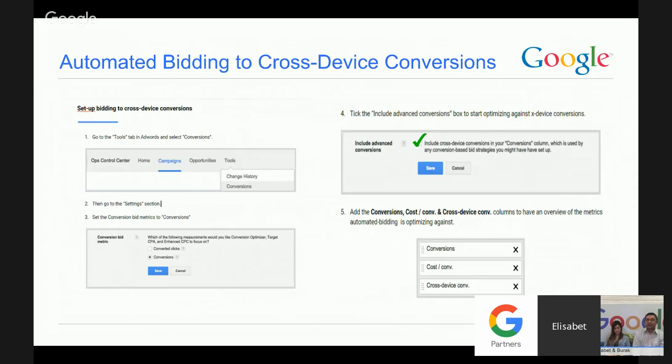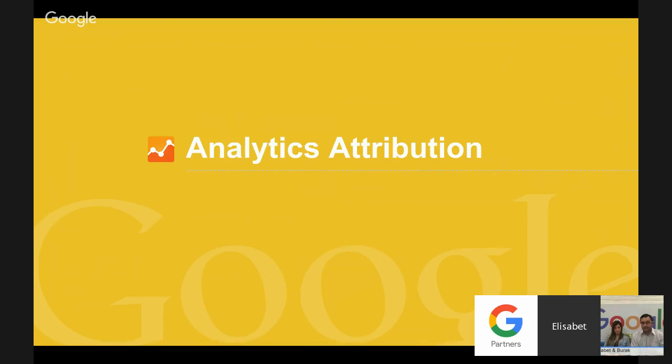This is how you can activate automated bidding for cross-device conversions. It is very easy. It's under Tools, Conversions, and there's a setting called Conversion Bid Metrics. You need to select Conversions. Then underneath, you will see an Include Advanced Conversions box, and over there you need to tick that box and save. And then in a campaign view or ad group view, click on your columns and you can add this cross-device conversions column, so that you can see the number of cross-device conversions, and you can see if they are going up or how the performance is going after you activate this automated bidding.